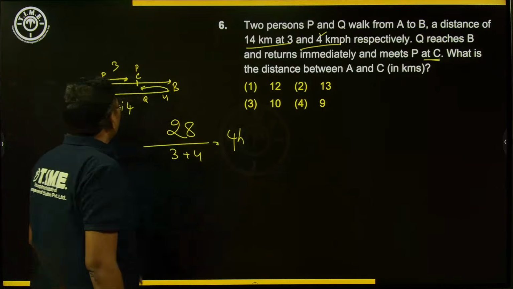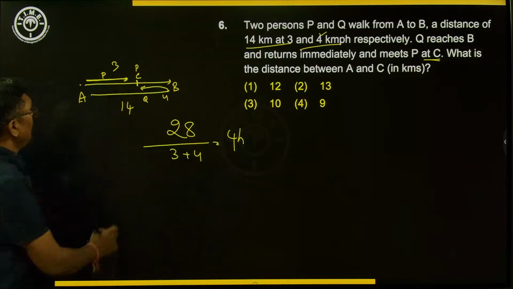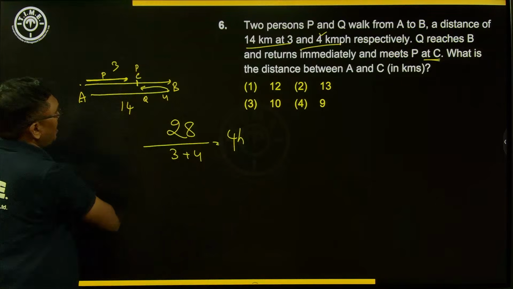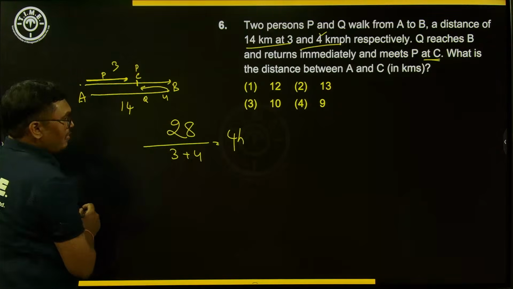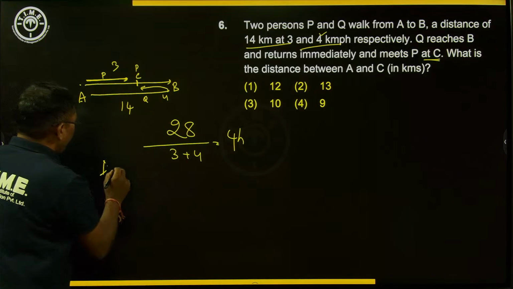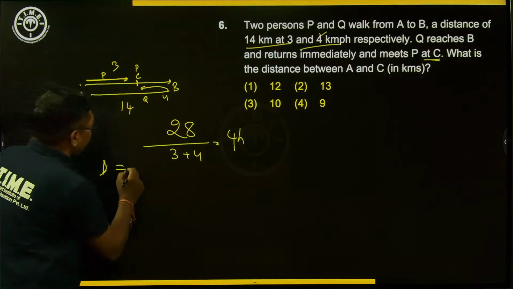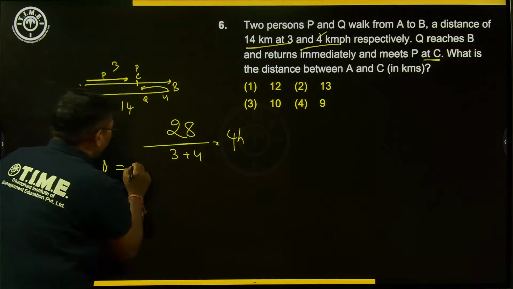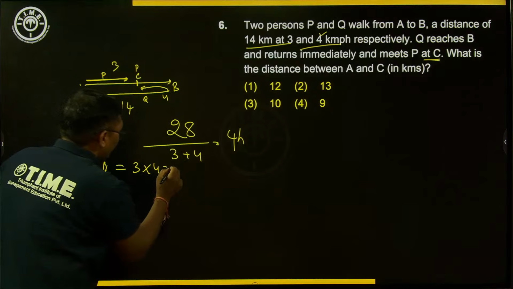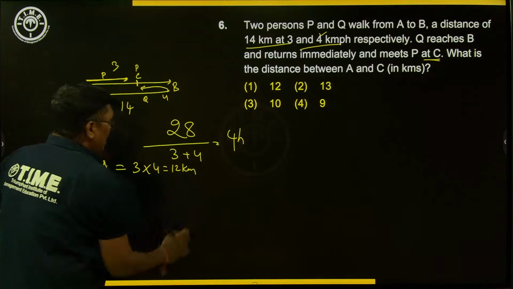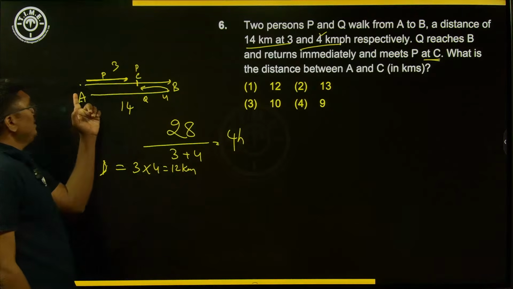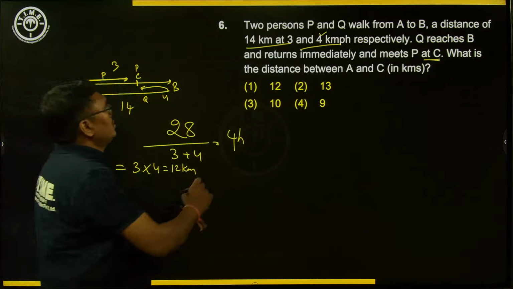So in 4 hours, what is the distance traveled by P? The speed is 3 kmph and the time is 4 hours, so the distance traveled by P is 3 into 4, that is 12 kilometers. This is nothing but the distance between A and C. So choice 1.